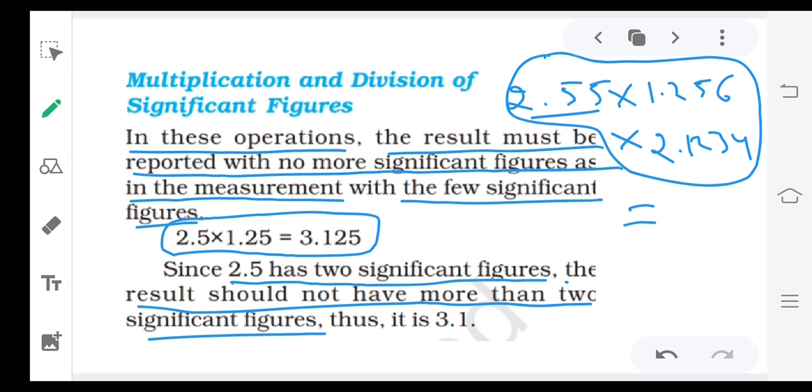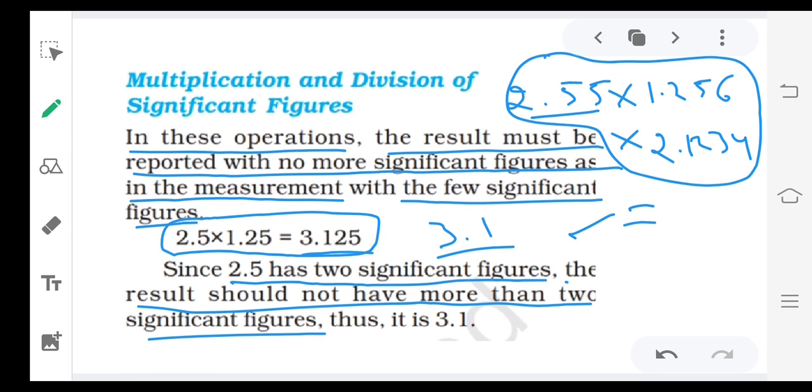Next, in the earlier example, what is our answer? 3.125 is our answer, but the answer should contain only two significant figures. That's why you have to remove two digits from the result. So we get 3.1 as the answer.